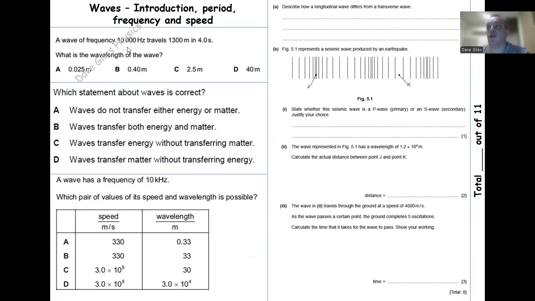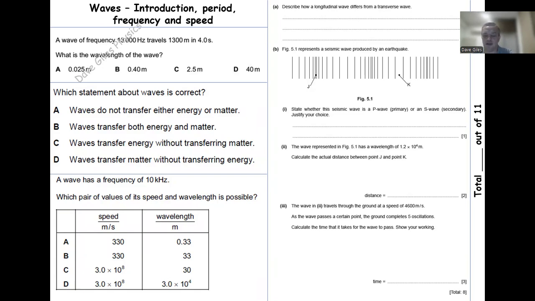Now we've got the frequency, but we haven't got the wavelength here just yet. So we're also going to need to use an equation, which we haven't looked at today, but it's an old equation. Speed equals distance divided by time. So it's traveled 1,300 meters in a time of 4 seconds.